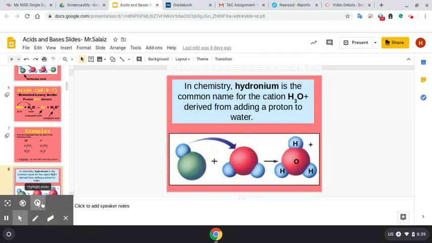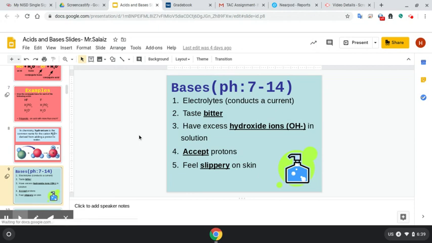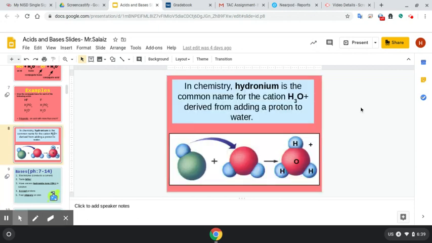In chemistry, hydronium is a common name for the cation H3O derived from adding a proton. So remember, all that's happening here is that we have hydrochloric acid, and it's going to donate its hydrogen onto the water molecule, thus creating hydronium. All right, so we're going to stop it right here, and I'm going to give you some questions.